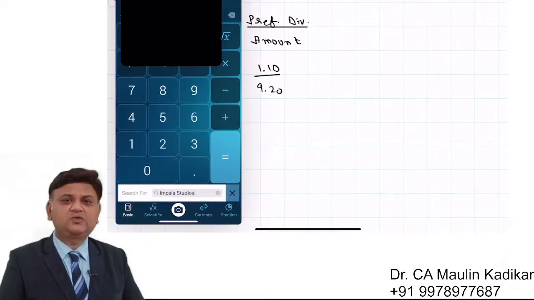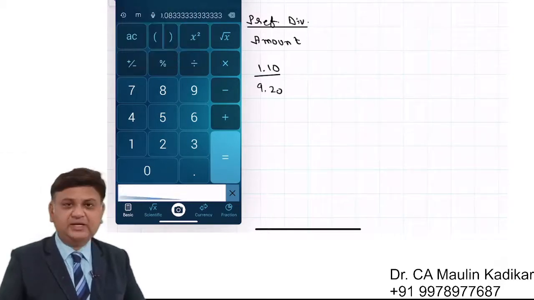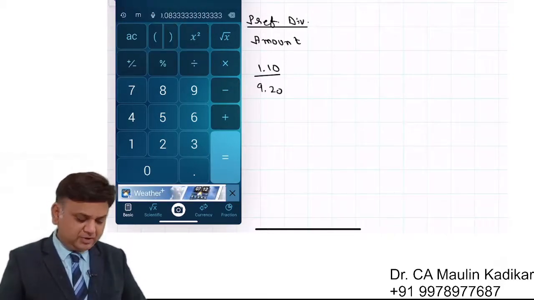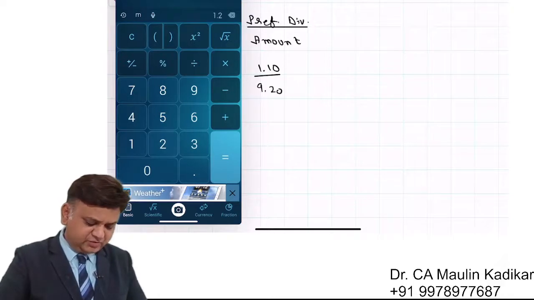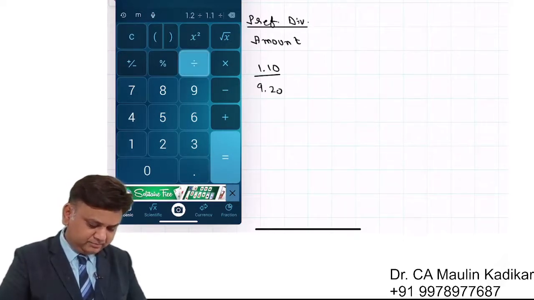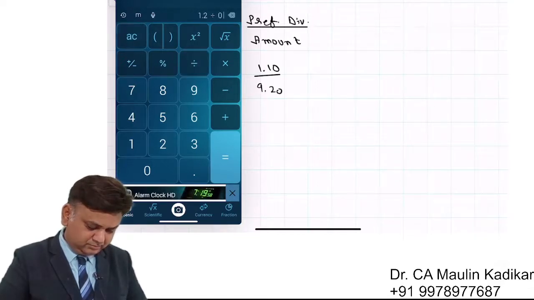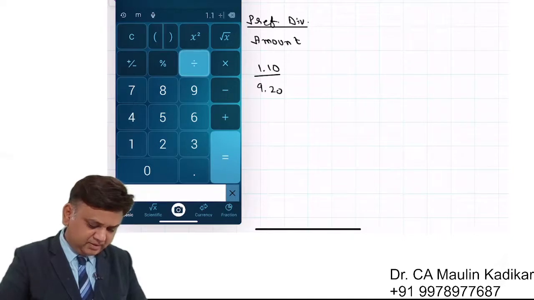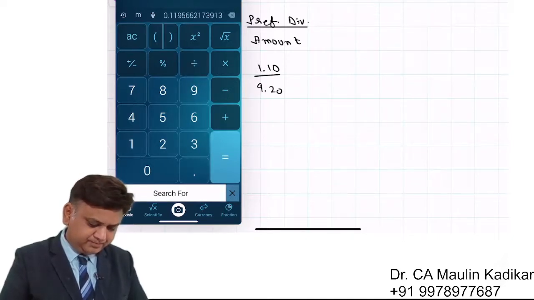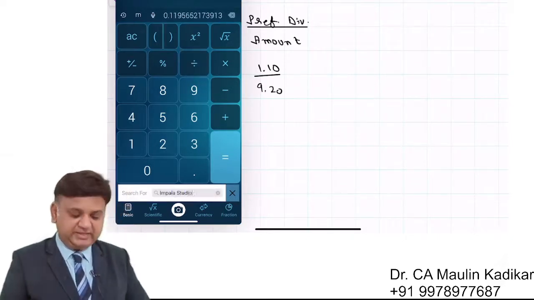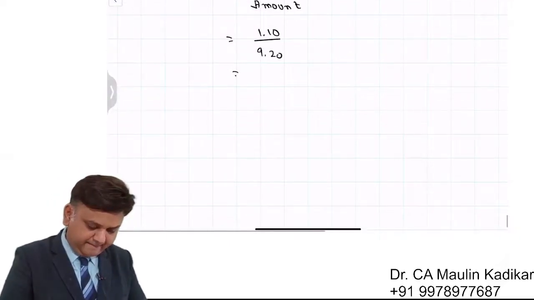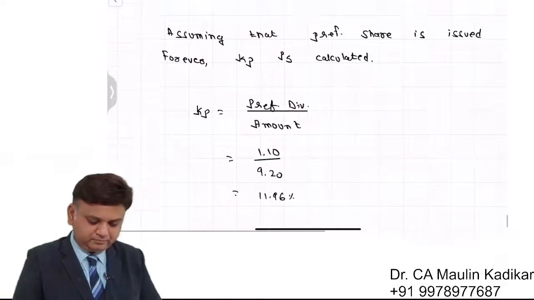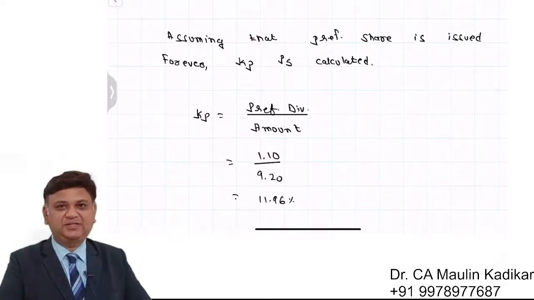We know that there is no point of the income tax to be considered right now. Why? Because it is not an allowable expense from tax point of view. So it is 1.1 divided by 9.2. That comes to 11.96. Please write an answer.